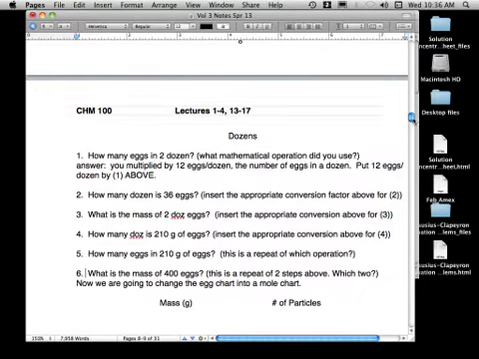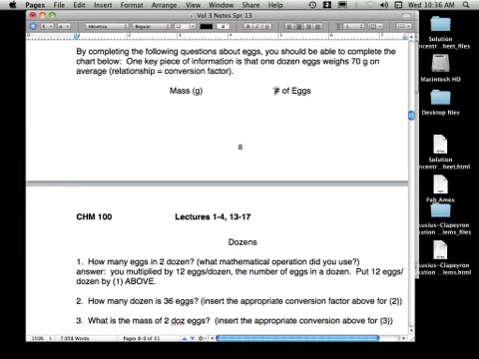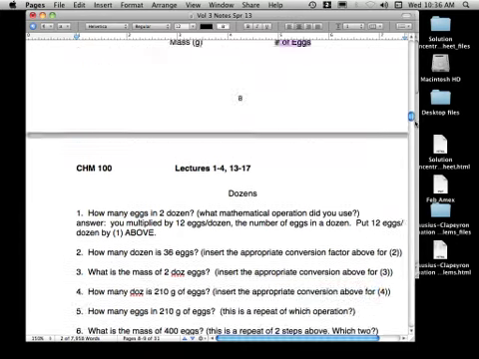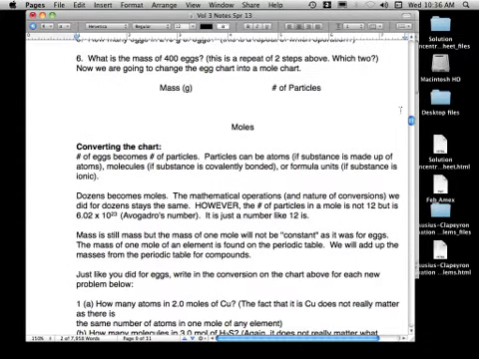Let me just bring the chart up here in the notes. You are starting with eggs, numbers of eggs. And in order to get to mass, you've got to do two operations. You've got to go to dozens, and then you're going to go to mass. All right? So 400, I'm going to talk you through it. Get your calculators. 400 eggs.